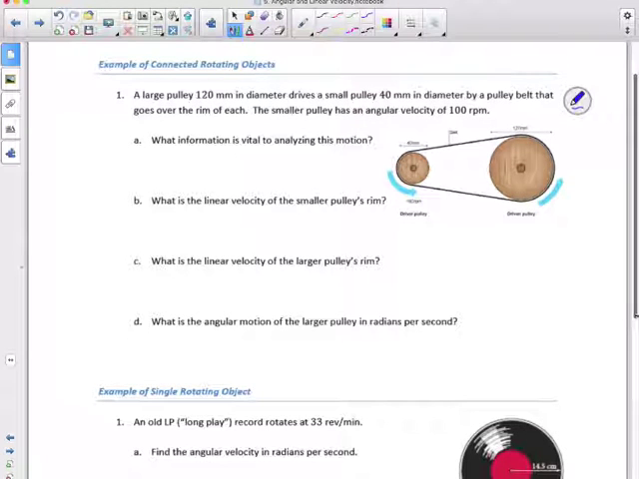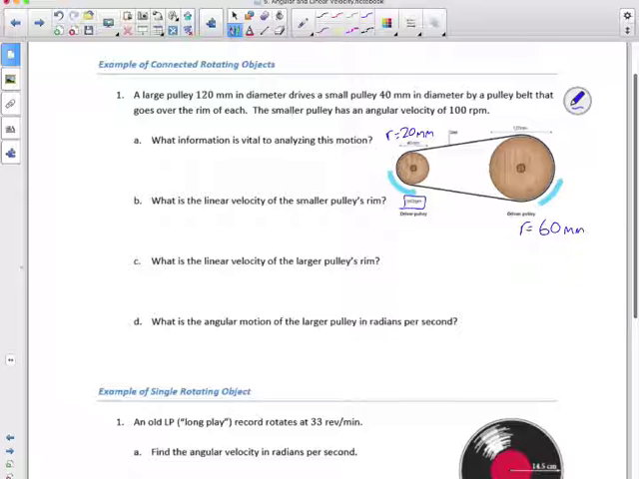We have a large pulley, 120 millimeters in diameter. Okay, so we like to think of these more in terms of radiuses. So this is a radius of 60 millimeters, pulling a small pulley of 40 millimeters, so say that's a radius of 20. And they're being pulled by a belt, okay? And the smaller pulley has an angular velocity of 100 RPM, which we always assume, if it says RPM, is revolutions per minute, not radians, revolutions.